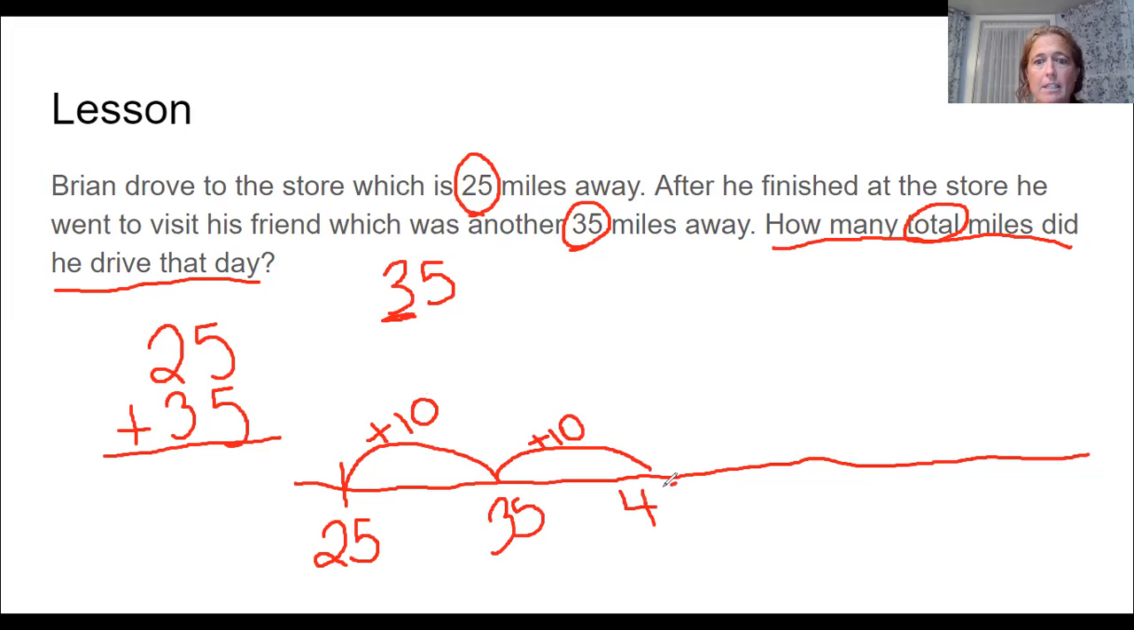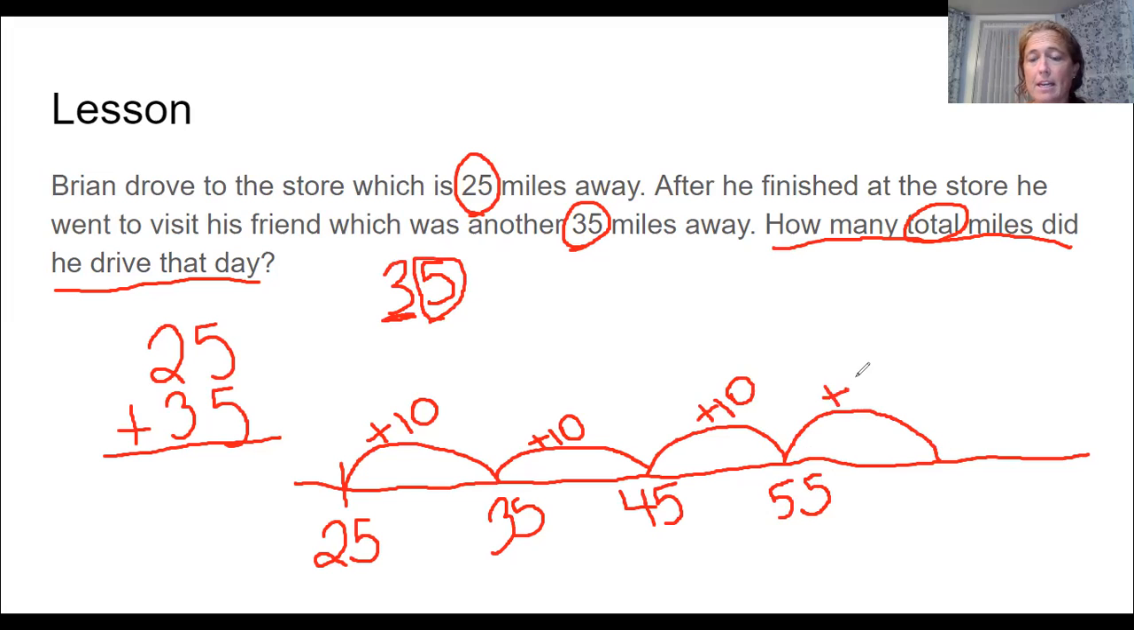Remember, we have 3 sets of 10 in this number. So I'm going to add 1 more set of 10. And that's 55. Okay. Now we're not done yet though, because we also have this 5 in the ones place. So I know that 55 plus 5 is like counting by 5s. So I'm going to go ahead and add that 5. And if I'm counting by 5s, I say 55, 60. Okay, so my total is 60. So that means the total number of miles he drove that day was 60 miles.